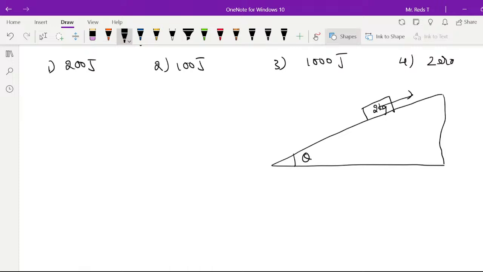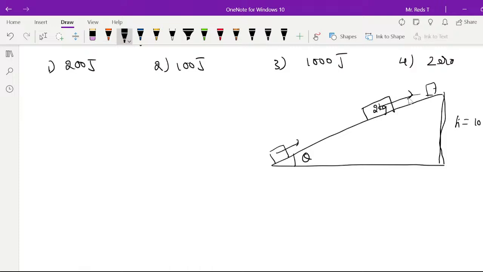Then, up the inclined plane, the height of this inclined plane is, let us say you have taken this from here to here. So the height is h equal to 10 meter. Now the question here is, what is the work done against friction?